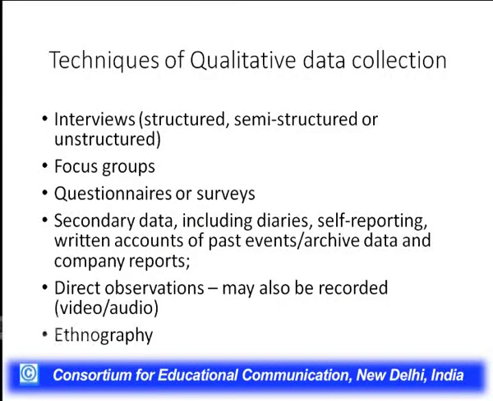Another is the focus group discussion, where a certain number of respondents enter into a conversation in a group. Everyone is free to give an opinion, and it could be controlled by the researcher, or it could be just a discussion taking place between 5 to 10 members, and then again an understanding is arrived at. The secondary data sources in qualitative research would include diaries of individuals, self-reported written accounts of past events, archive data and company reports. And many a time we also try to do direct observation through audio or video.